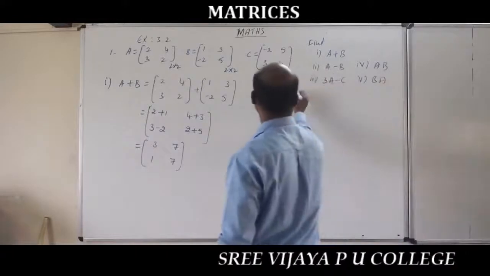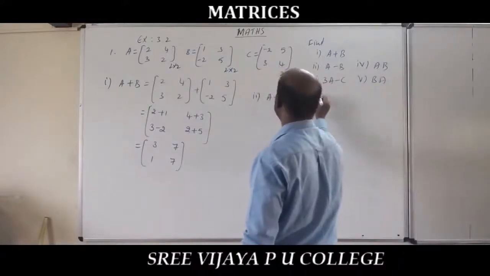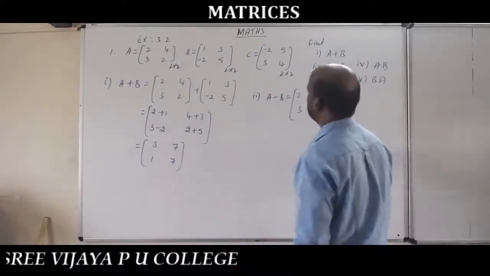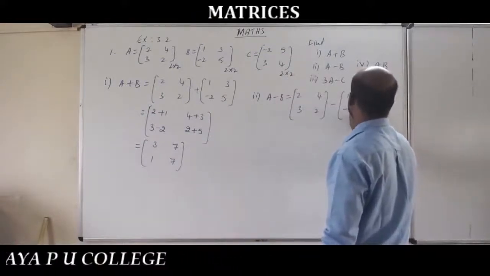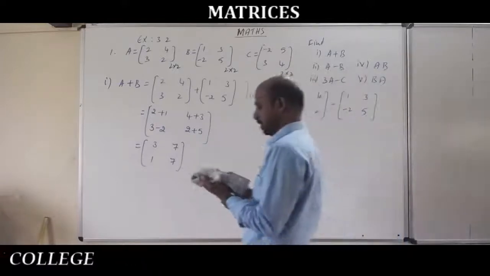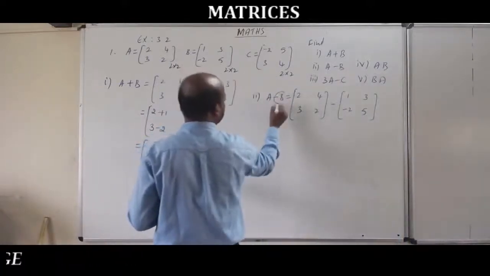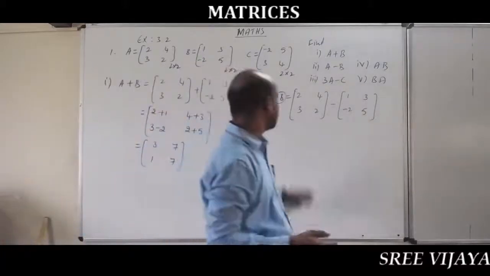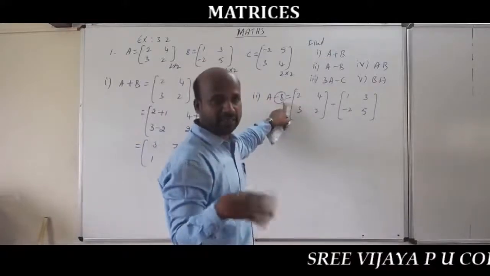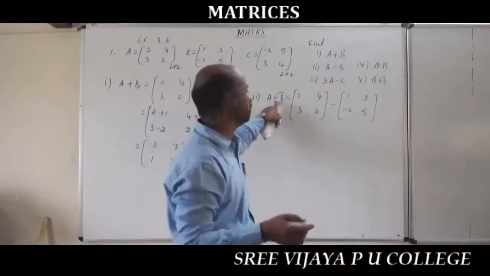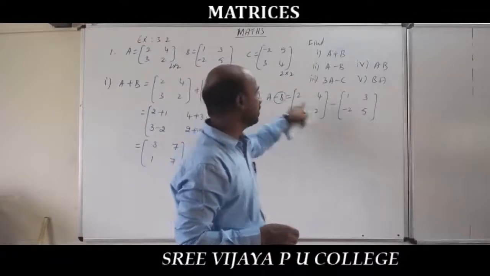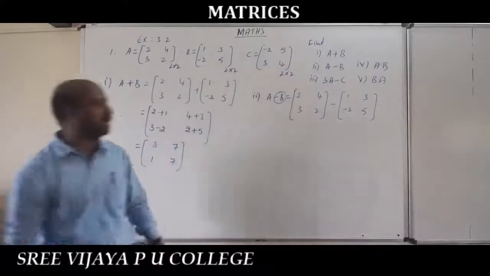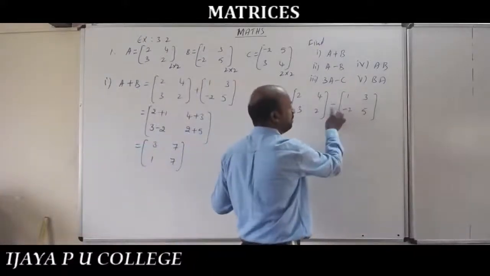A minus B, that is matrix A, 2, 4, 3, 2, minus matrix B, 1, 3, minus 2, and 5. Minus of the matrix B is nothing but multiplication of matrix B by a scalar minus 1. So first, only the minus sign is there. We have to multiply every element of matrix B by the scalar minus 1.